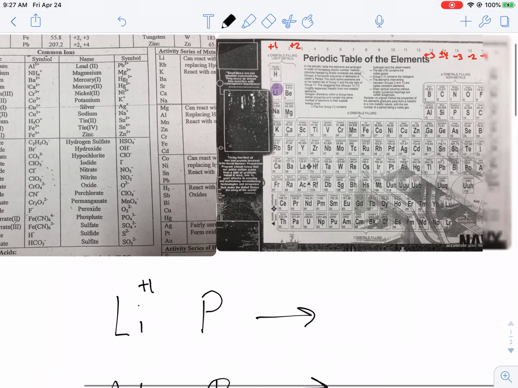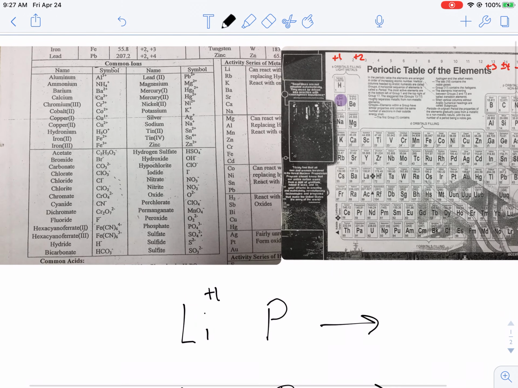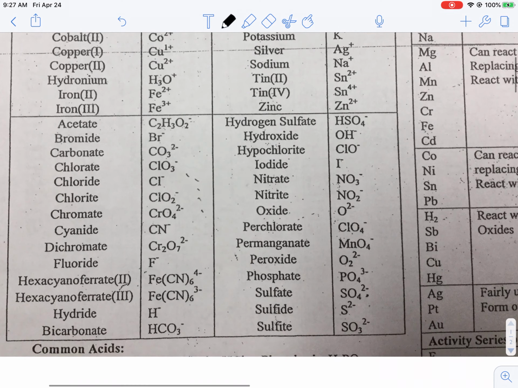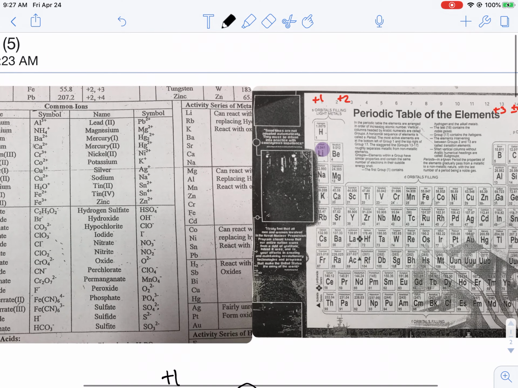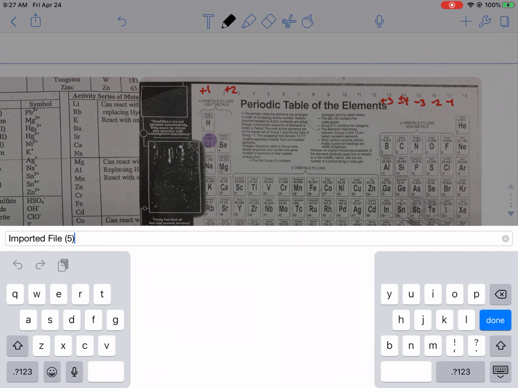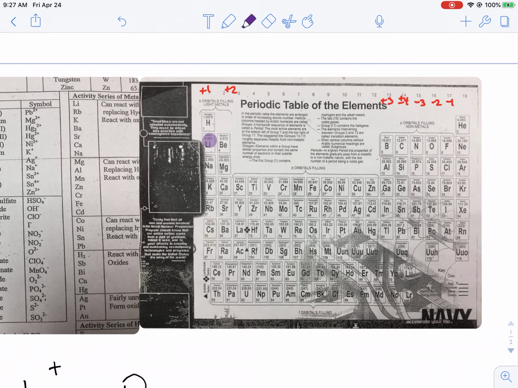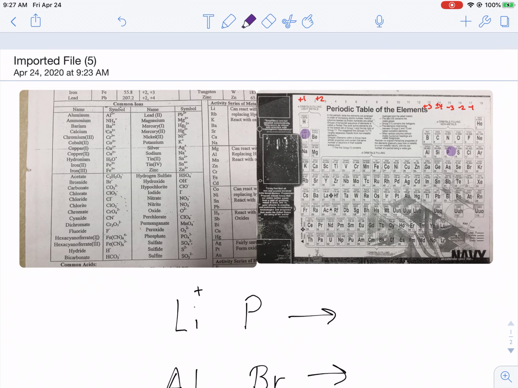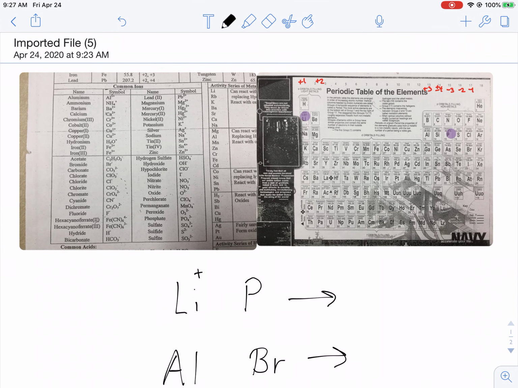Now I want to find phosphorus. I look on this common ion sheet. Oh, I don't find phosphorus. So I want to come over here and find phosphorus. Phosphorus is right here. It's in group 15. Phosphorus is a -3.